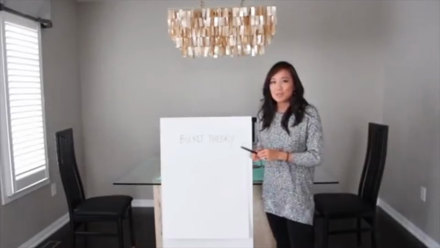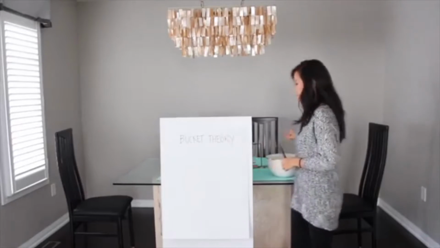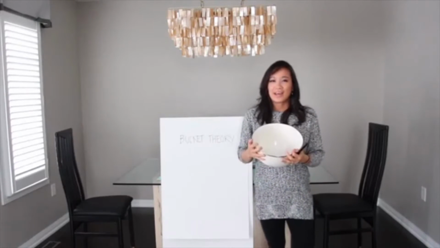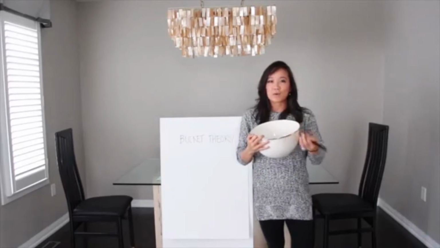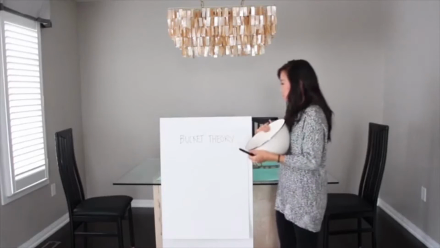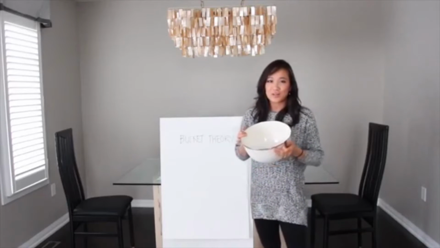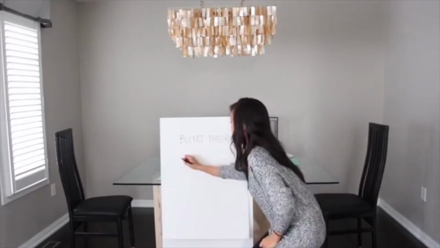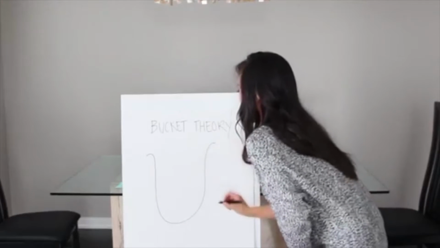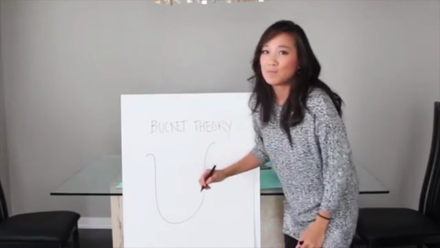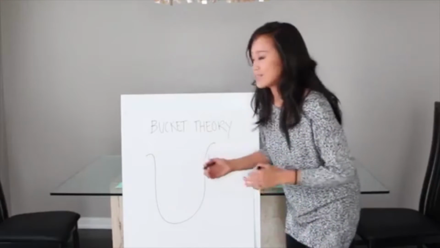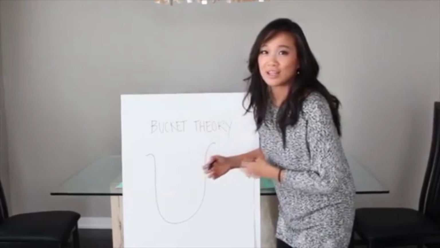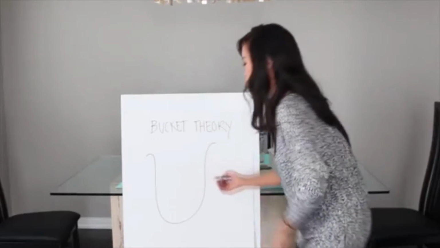Alright, so with the bucket theory, let's say that I have a bucket here and everyone has a different size bucket, and that basically represents your body. Now, everyone's bucket is different according to genetics, but let's say here I have a bucket, and let's say on a daily basis you use a lot of products. Now, everything that is absorbed into your cell and into your bloodstream goes into this bucket.